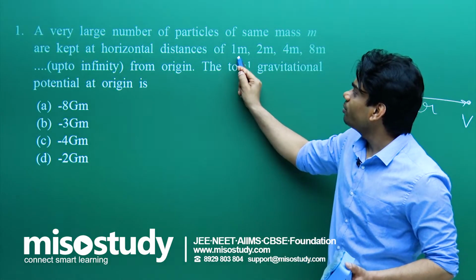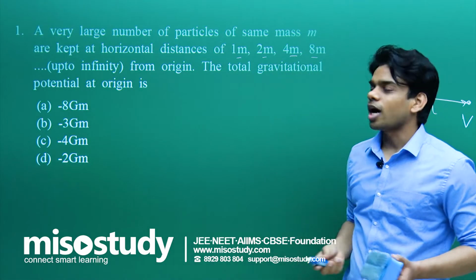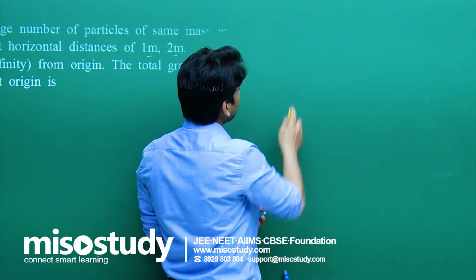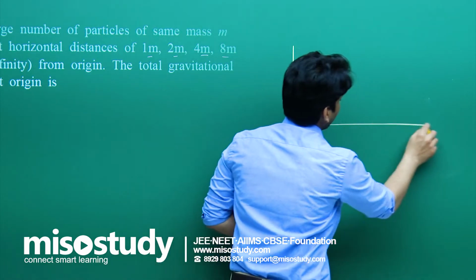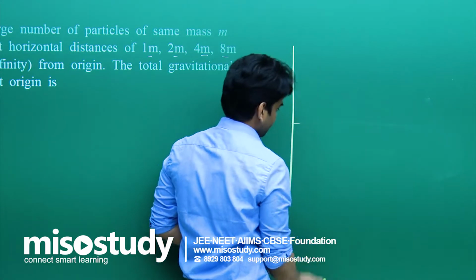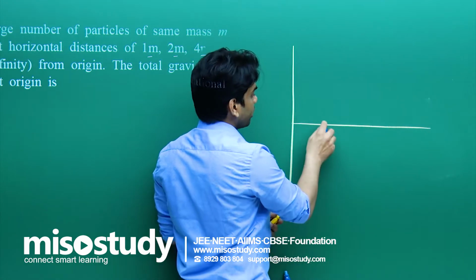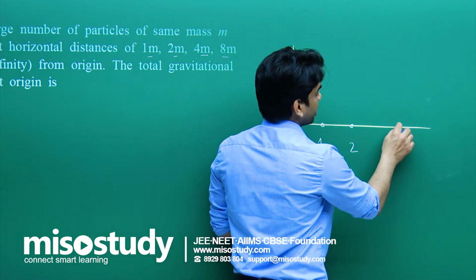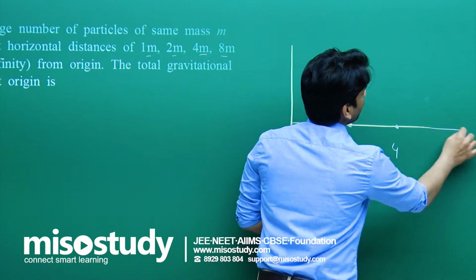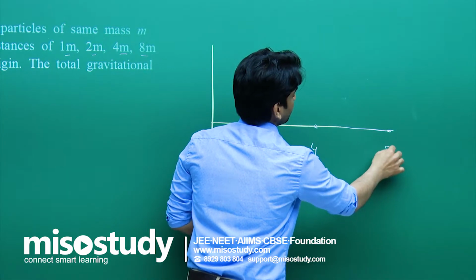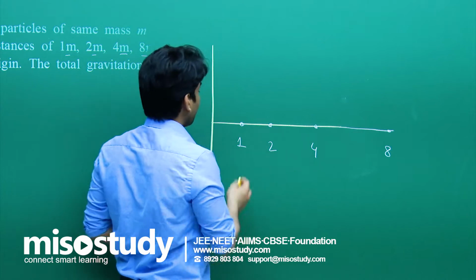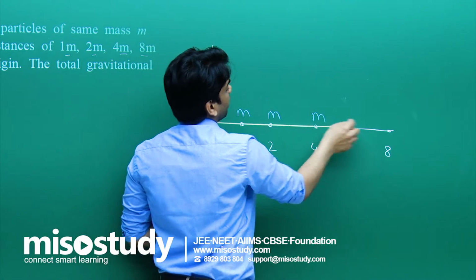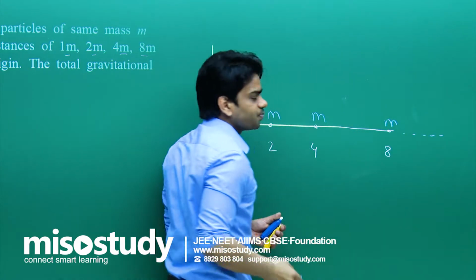They are located at 1 meter, 2 meter, 4 meter, 8 meter up to infinity from the origin. So I'm going to show you how these particles are located. This is the y-axis, this is the x-axis, and the particles are located here: 1, then 2, then the third particle is at 4, and the fourth particle is at 8. This is how the particles are located as per the given instruction in the question. So m here, m here, m here, m here, and the pattern continues.